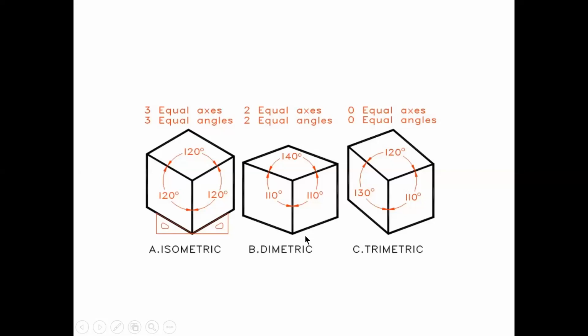In a dimetric, two angles will be the same and two dimensions will be the same. So two equal axes and two equal angles will be there, and one angle will be different and one side will be different. The last one, trimetric, has zero equal axes and zero equal angles. So all the sides and all the angles are different, such as 110, 130, 120 for the x-axis, y-axis, z-axis. All the lengths and angles are different. This is called trimetric. This is only for your information, but for our syllabus, we have only isometric projection.